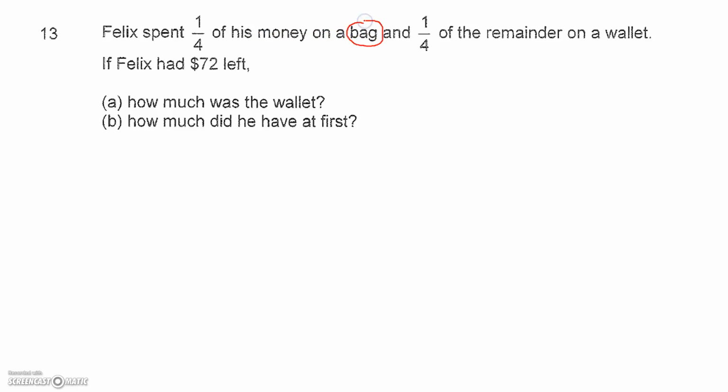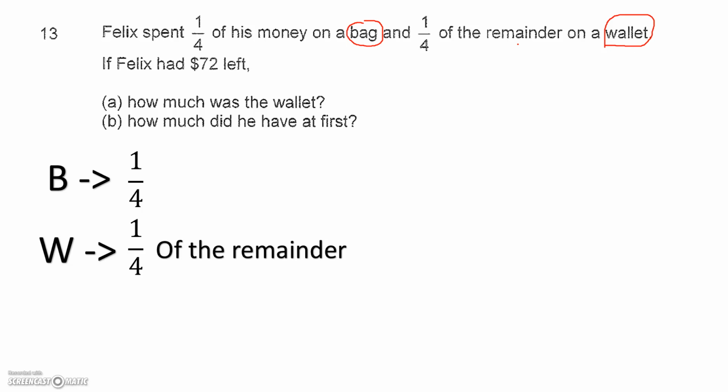So we are going to shorten the story, and for a bag, it's going to cost him 1/4 of it. So I'm going to write down the fraction. And he's going to spend another part of the money on a wallet. So for wallet, I'm going to denote it as W. And the sentence says he's going to spend 1/4 of the remainder. So I plug the English sentence in. 1/4 of the remainder would just mean 1/4 times something.